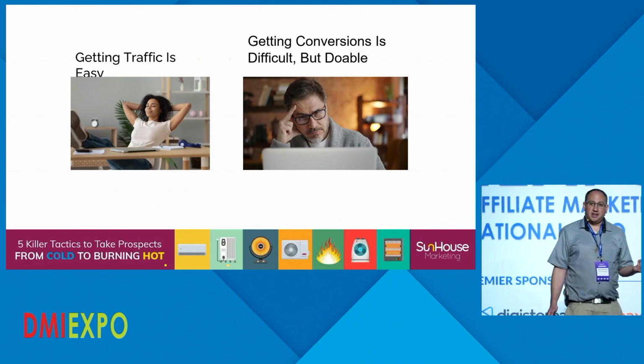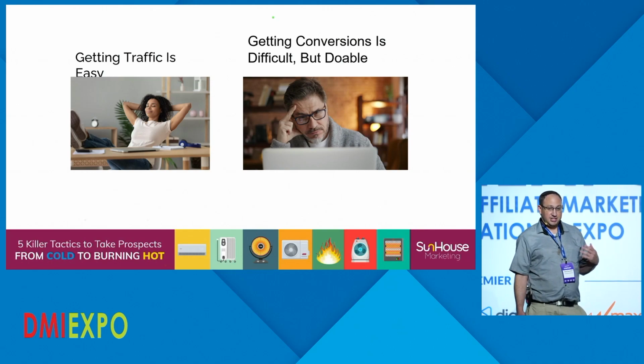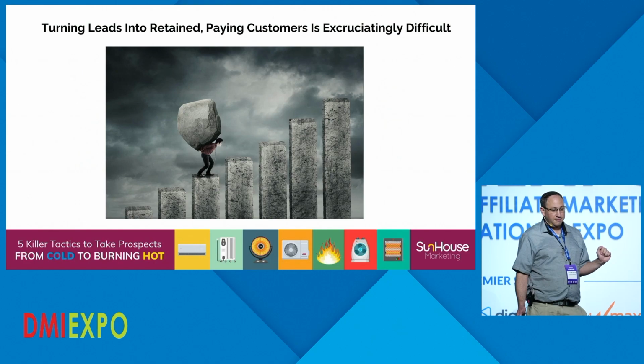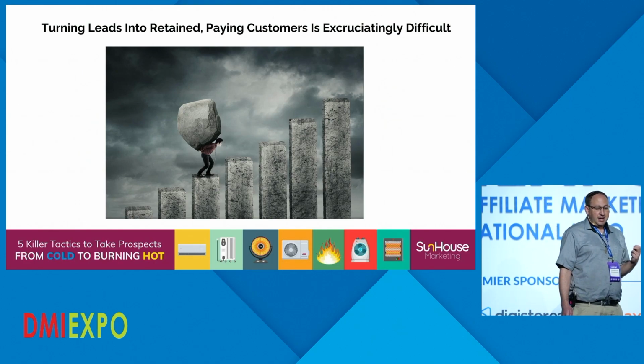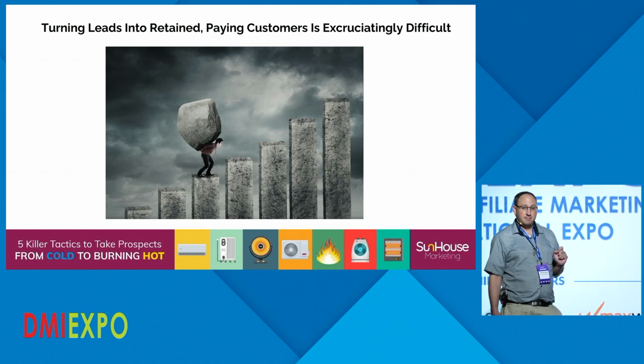Okay, so getting traffic is easy. Getting conversions, and what I mean by conversions here is leads in a lead generation setting, is difficult, but it's doable. We're all professionals here, we can do it. But getting those leads to turn into retained, paying customers is very, very difficult and very frustrating sometimes.